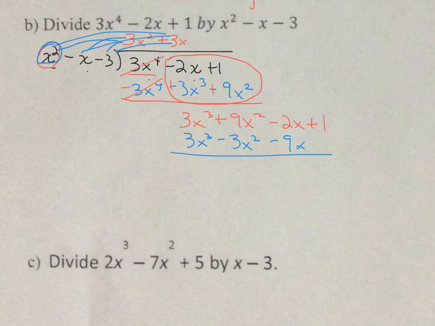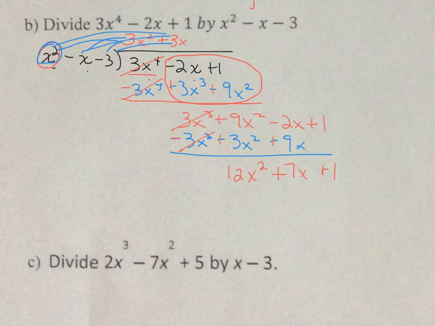And you draw your line, you change the signs. Okay, that's how I subtract. So then these cancel, and 9x squared plus 3x squared are like terms, so that's 12x squared. And then negative 2x plus 9x is 7x. And then you bring down the 1. And you're ready to go again.